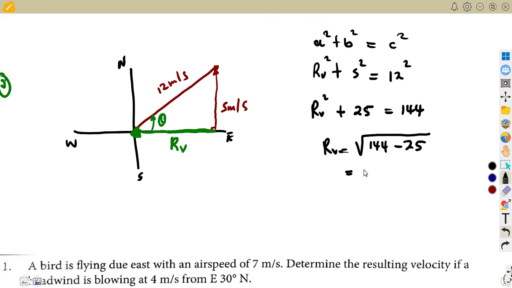So that is going to give us something like 10.087. So it's going to be 0.9 meters per second. So like I said, this one is a straightforward question. There is no need for you to calculate the components there.